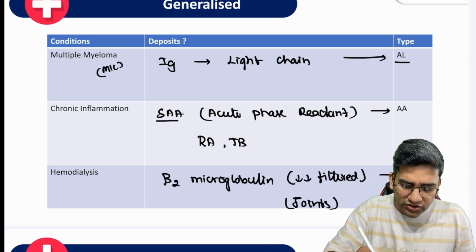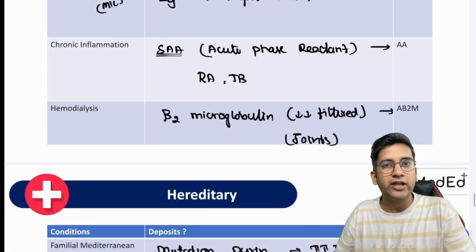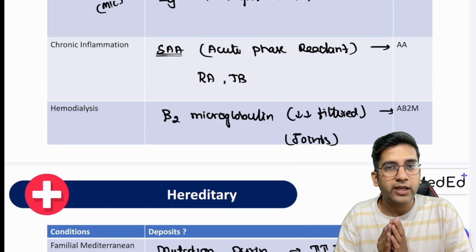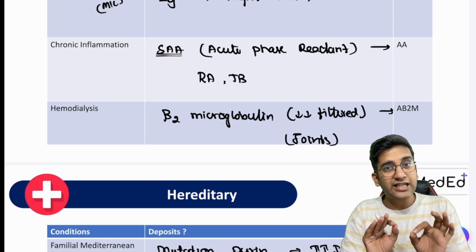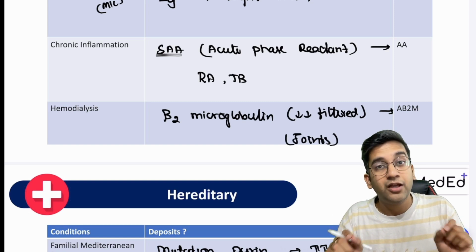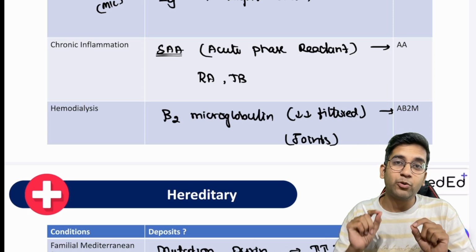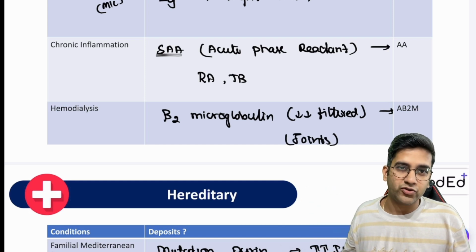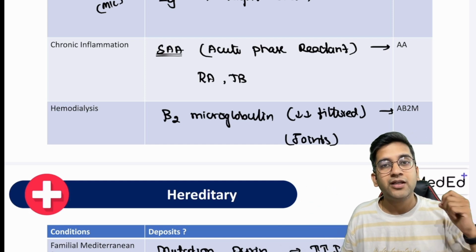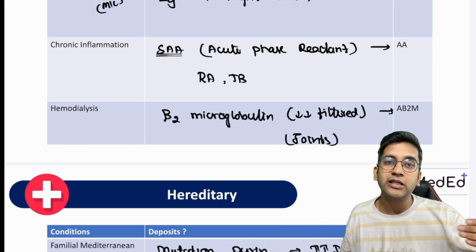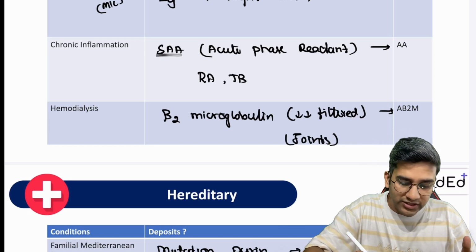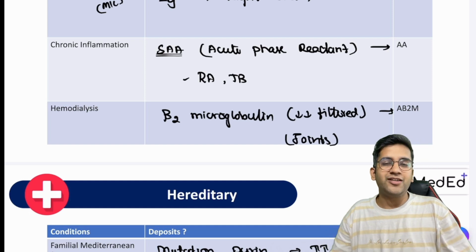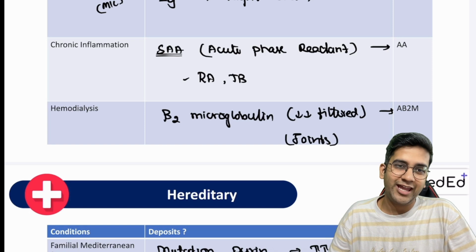Then chronic inflammation. We had read about a protein called serum amyloid A protein, which is an acute phase reactant. So when you have fever, serum amyloid A protein will be elevated. Let's assume you have fever for the next 1 year. Serum amyloid A protein will stay elevated and will obviously get deposited in the form of AA amyloidosis. So any chronic inflammation which lasts for a longer time will result in AA amyloidosis, right? Rheumatoid arthritis is one of the commonest causes. Tuberculosis, as you know, is definitely chronic, and can also cause AA amyloidosis, right?